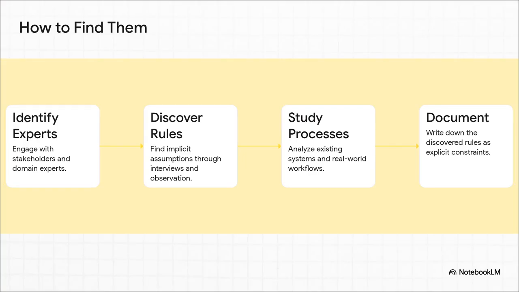So how do you actually find them? Well, you have to talk to the real-world experts, the doctors, the pilots, the factory floor managers. You have to watch how they work, to see the implicit rules they follow without even thinking about it. And then you have to write them down as what they are, hard constraints. Because honestly, trying to build software without understanding its domain, it's like trying to build a boat without understanding anything about water. I don't care how well built your boat is, it's gonna sink.